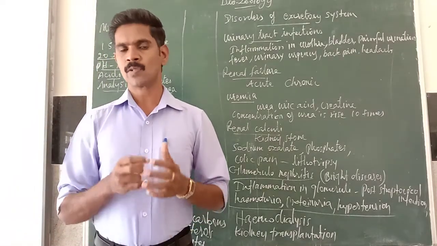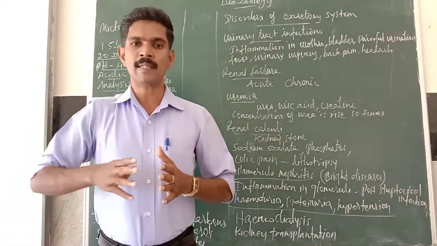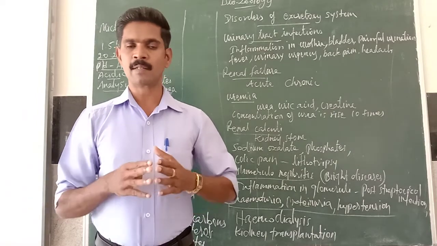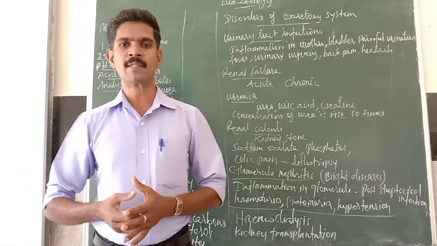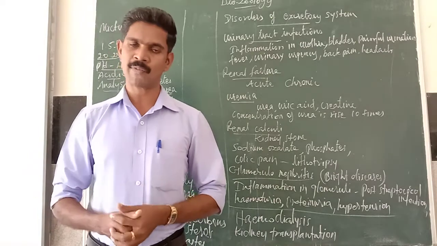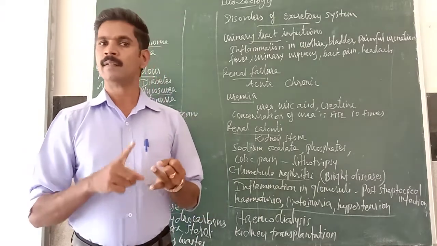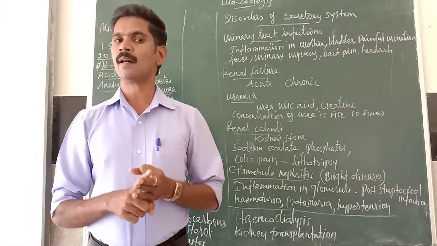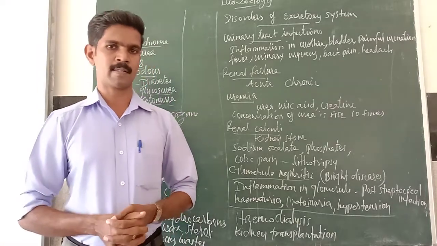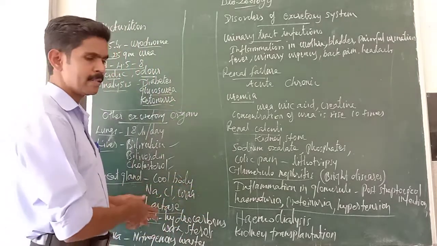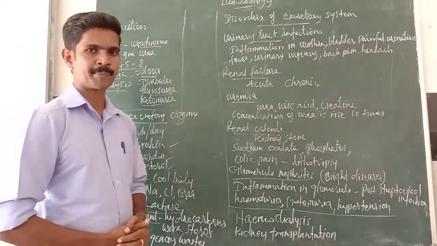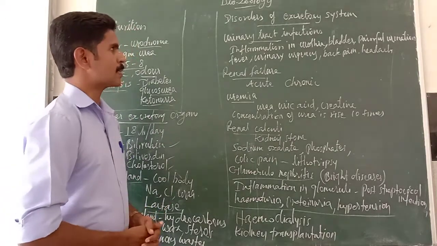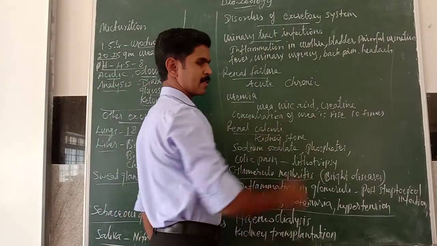Understand, my dear students? Already I told you, kidney is the major excretory organ, and with the help of the kidney the maximum amount of waste materials are removed from the body. But the liver, the lungs, and the skin also act as excretory organs. Now we completed the functions of all these excretory organs. Understand? Then next one is the disorders of the excretory system.